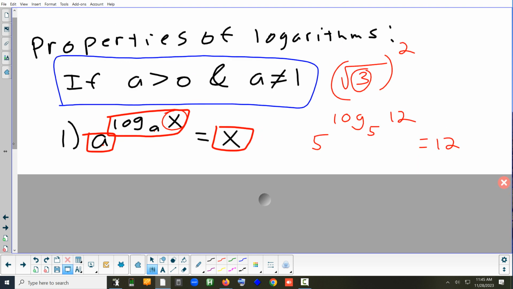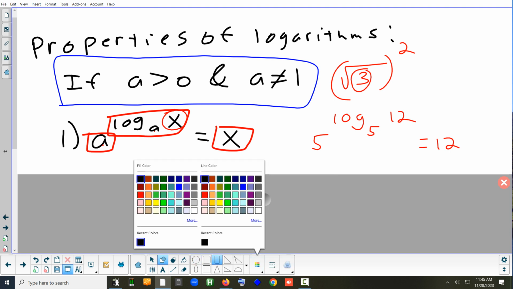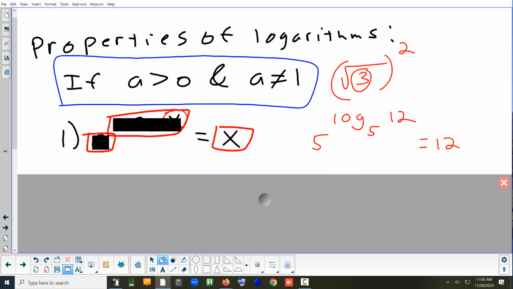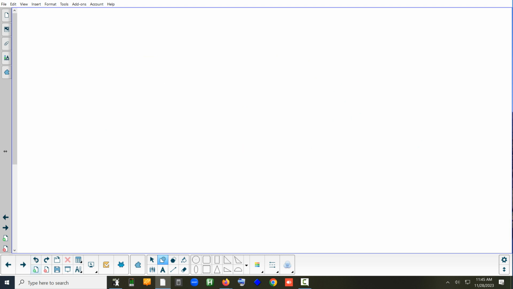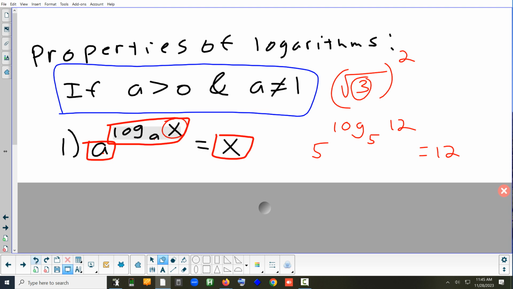Okay. Look at example 1. Pretend like you can't really see what's in the boxes. If you just look at it like this, would you say that that's log form or exponential form? Yeah, that's an exponential form. Yes, it has a log in the exponent, but it's still exponential form. Base, power, something on the other side.